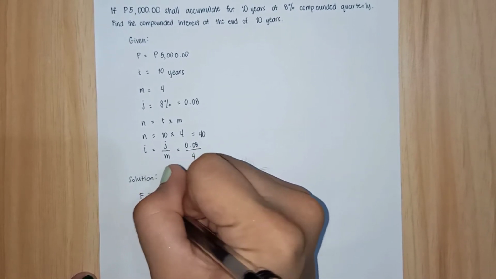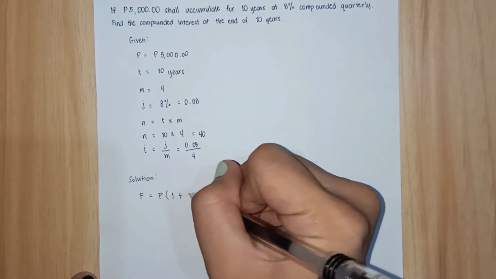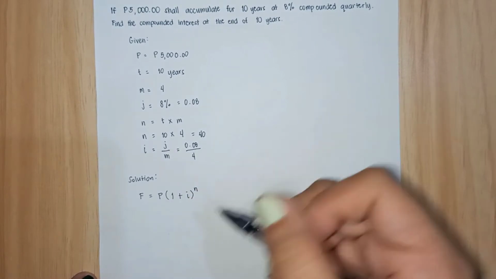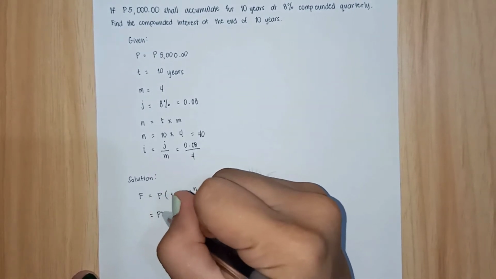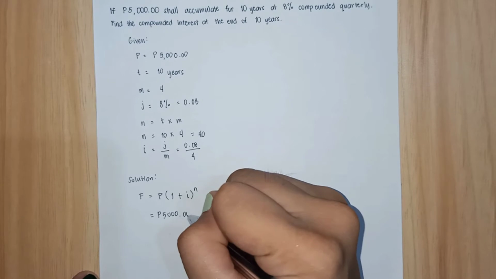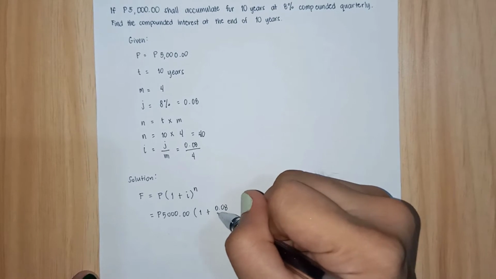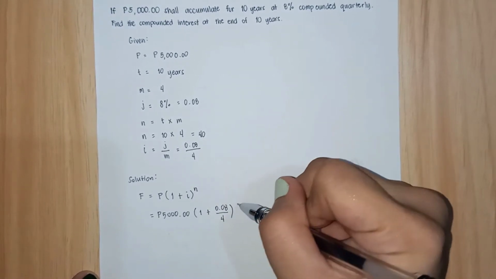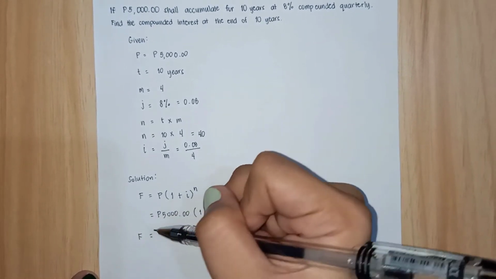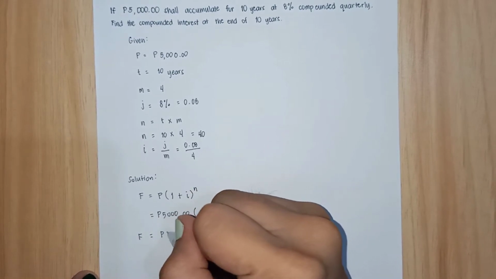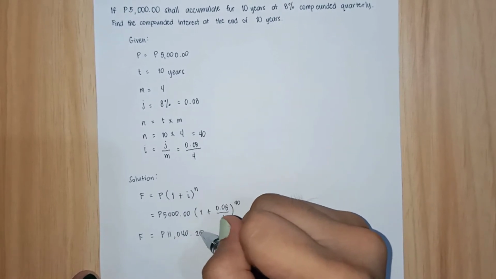Formula natin ay F is equal to P multiplied by quantity 1 plus I raised to N. Substitute lang natin. P na 5,000 pesos times 1 plus I natin na 0.08 over 4 raised to 40. Ang F natin ay equal sa 11,040.20.